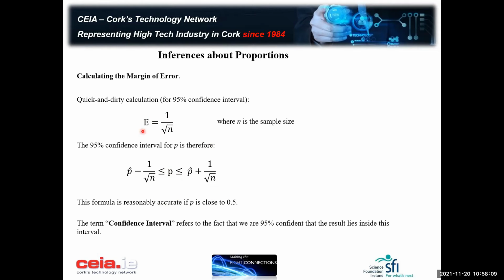But this formula works. It's 95% likely to be true. So this is called a 95% confidence interval. We're 95% confident that the result lies inside this interval between this lower value and this upper value. As I say, this is a quick and dirty calculation, but it's reasonably accurate, particularly when the values of p and p hat, which are similar to each other, are close to 0.5. Then this rule of thumb is pretty accurate.